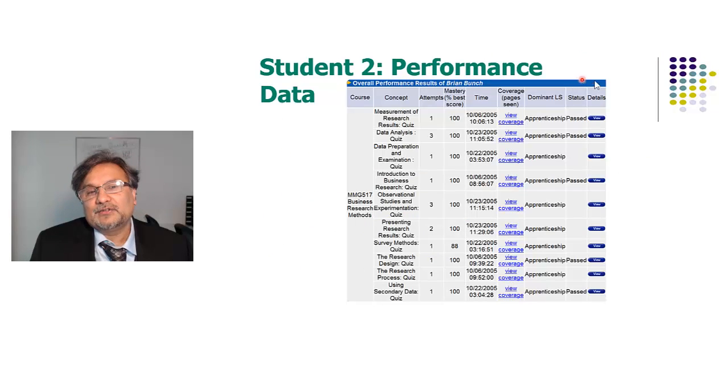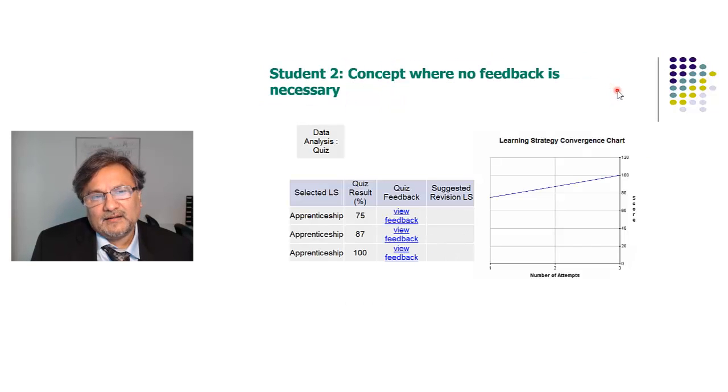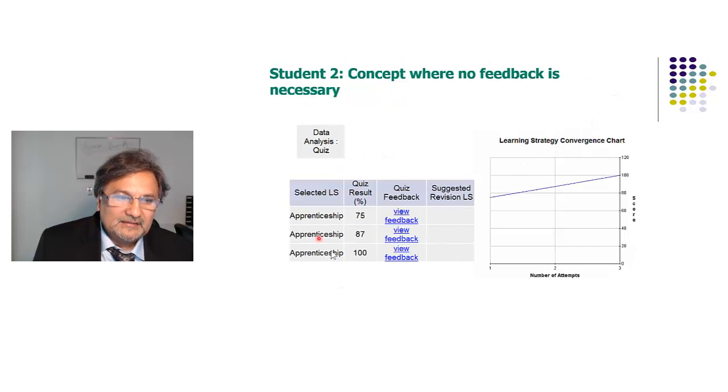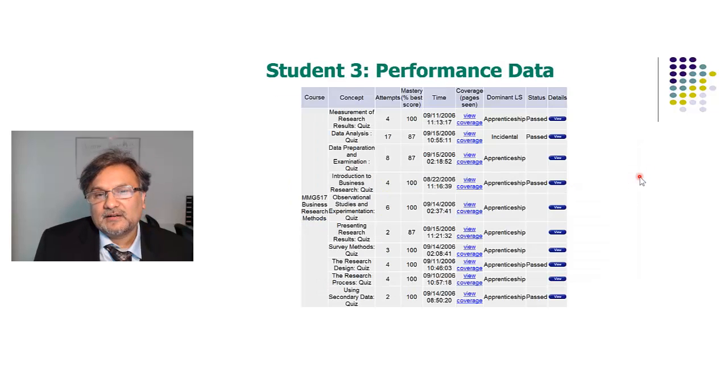Here is student 2. He again did 3 cycles, and his dominant learning strategy was apprentice, a step-by-step learner, and he got to 100% competency.